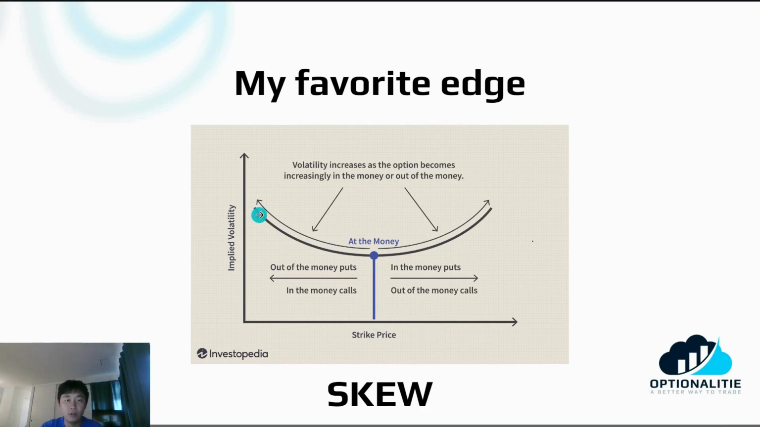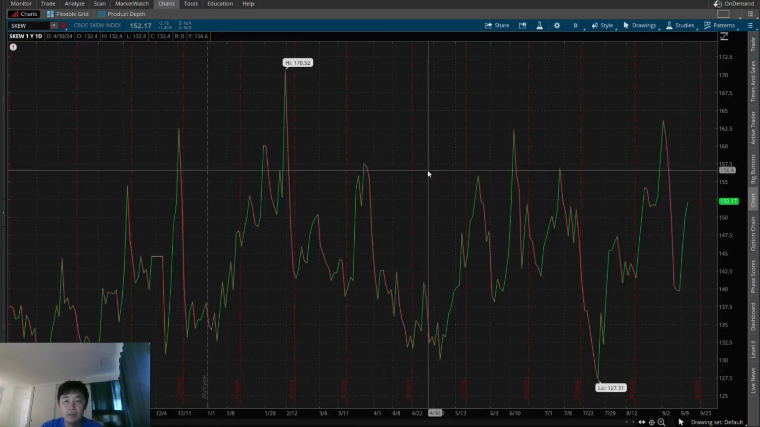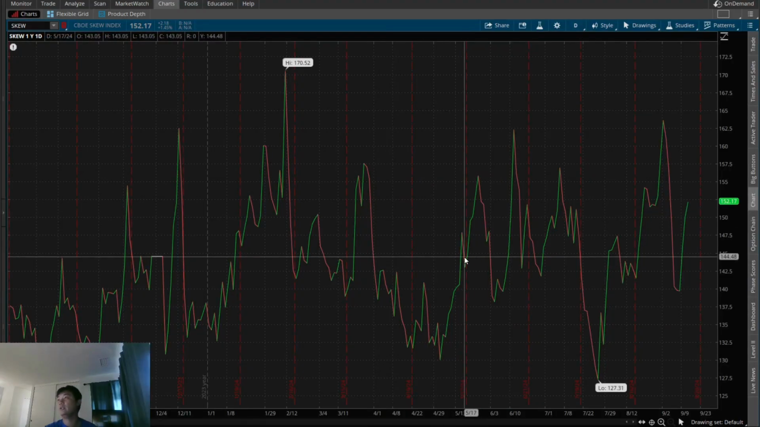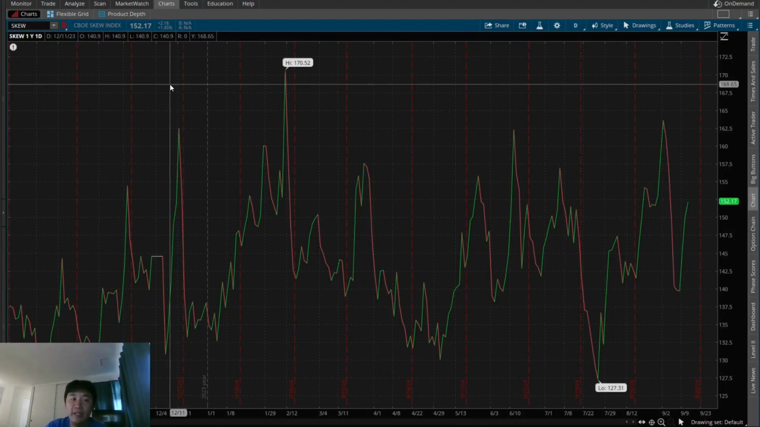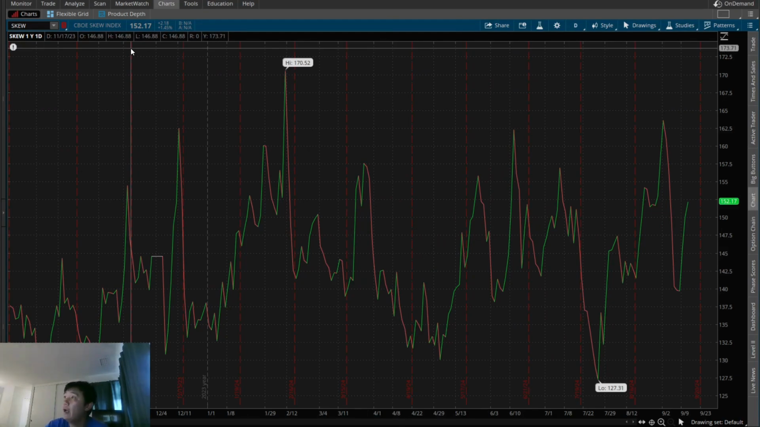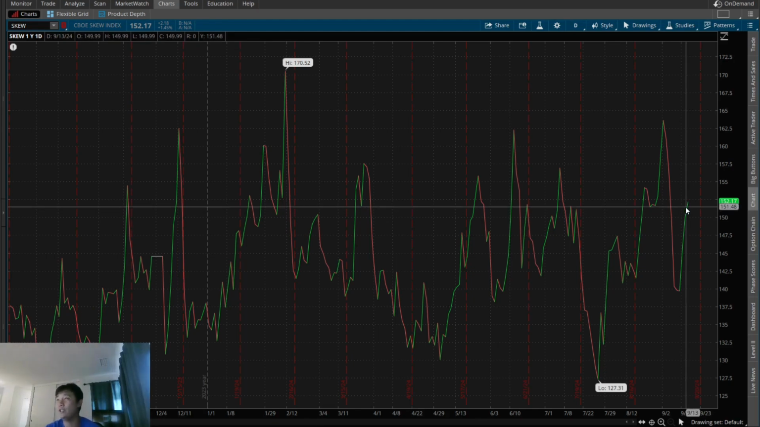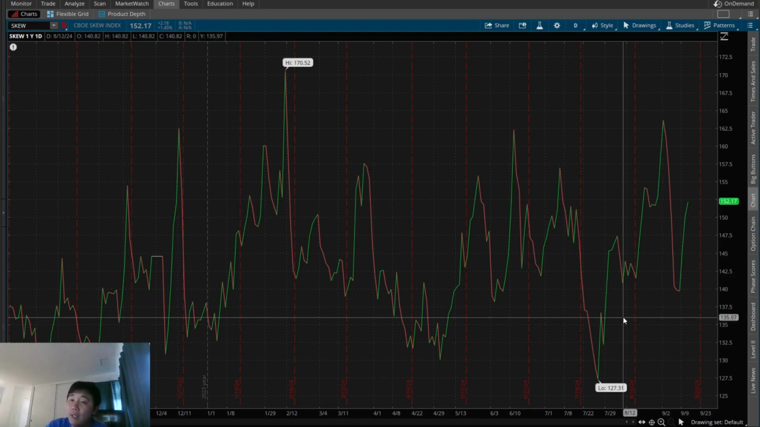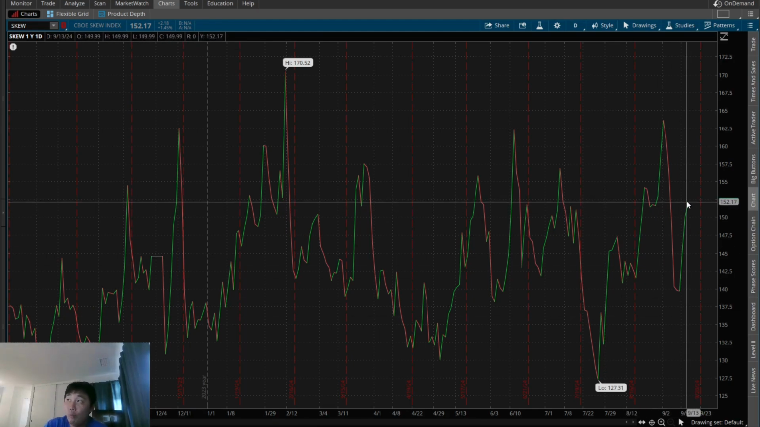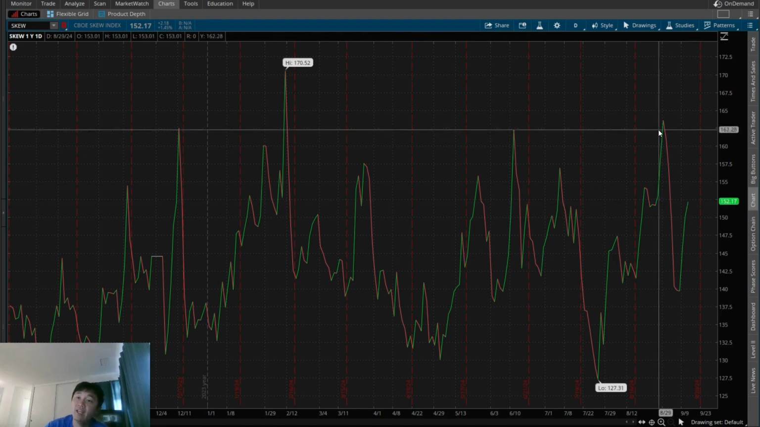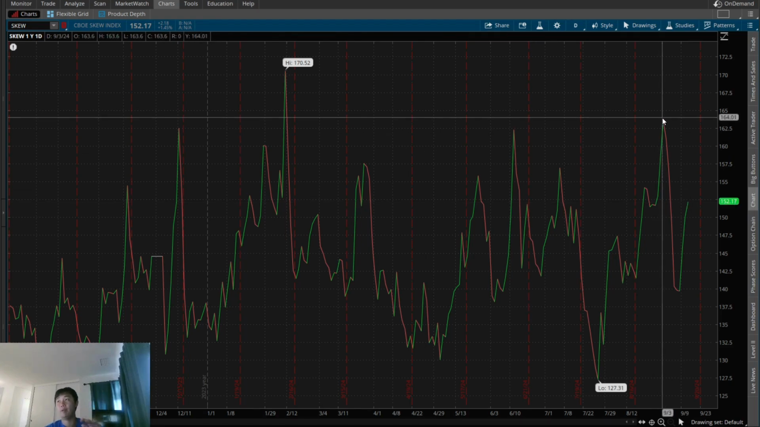We'll take a look at this right now. So let's go onto the platform. Here is the CBOE skew index, which is calculated at the end of every single day. So it's kind of a funny looking chart. I put it into a line form, and there's no bars, so you'll just see one dot per day.